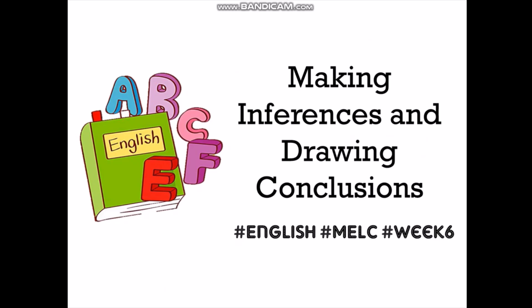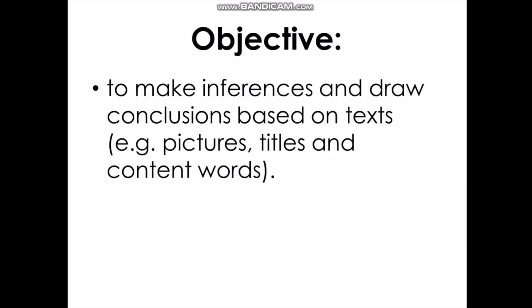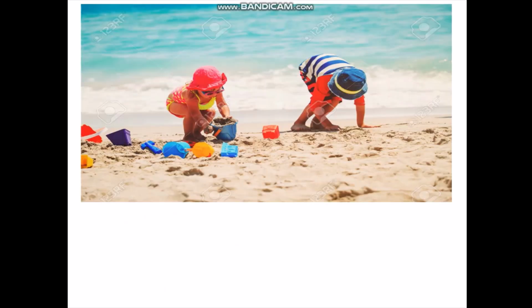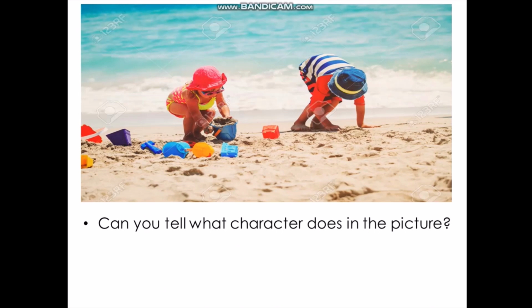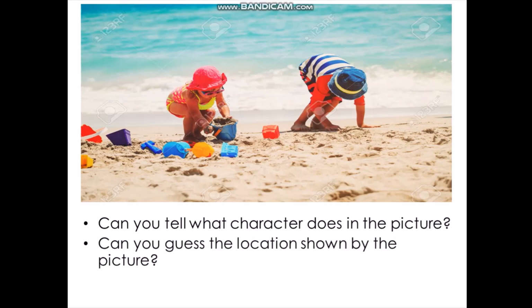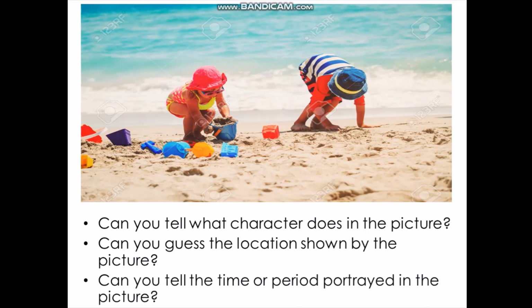So now let's have the last lesson, making inferences and drawing conclusions. The objective is to make inferences and draw conclusions based on text, examples like pictures, titles, and content words. So I have here a picture. Can you tell what the character does in the picture? Great. Can you guess the location shown by the picture? Good job, it's in the beach. Can you tell the time or period portrayed in the picture? Nice. If you said it's in summertime, correct.